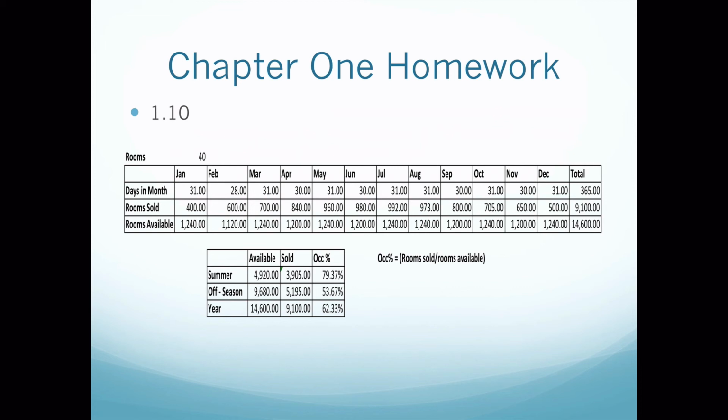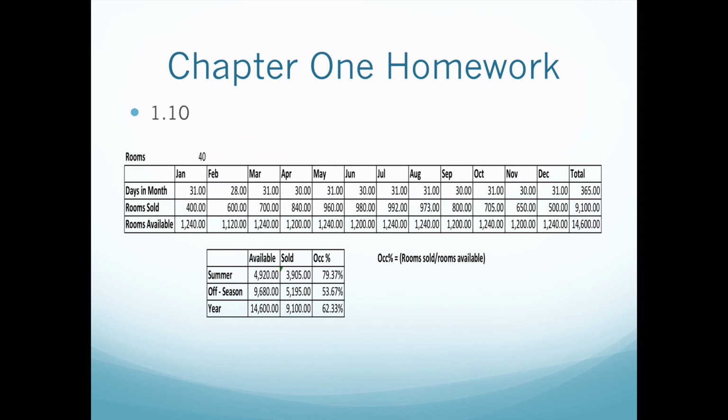Then, because summer has fewer months than the off-season, I went ahead and calculated my summer months by adding up, I believe it's May through August, and I got 4,920 available over 3,905 sold, and my occupancy percentage when I used the rooms sold over rooms available came out to 79.37%. And then what I did is I actually subtracted my summer months from my year to get my off season available and sold, and then I calculated the percentage using the formula.